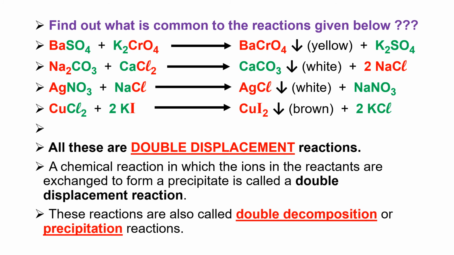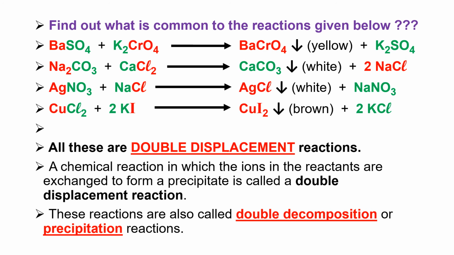Now these are also called double decomposition reactions. Double decomposition, why? Because both the compounds got decomposed. If you see the first reaction, barium and sulfate both got decomposed. The second reactant, potassium and chromate, both got decomposed. The bond between them broke, and that's why they could join with each other. They mutually exchange their places.